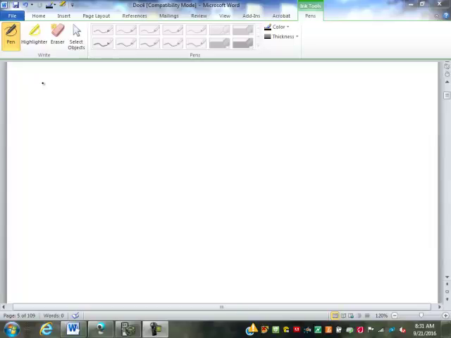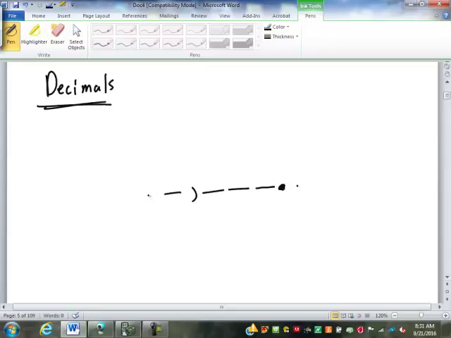Okay, so to start out with Unit 2, we are talking about decimals. To understand decimals, we have to understand our place values. So let's go back and review our place values in front of the decimal point, our whole number place values first.